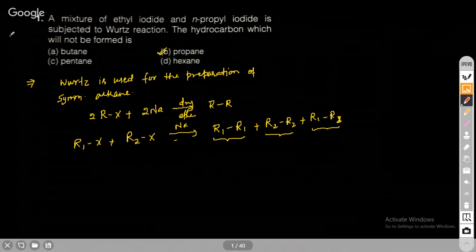Since the question contains ethyl iodide and propyl iodide, propyl and propyl combine to form hexane. Ethyl ethyl combines to form butane, right? So butane is possible, hexane is also possible. And when ethyl propyl combines, it forms pentane, right? That is why propane is not possible in this case. Answer is option B, right?